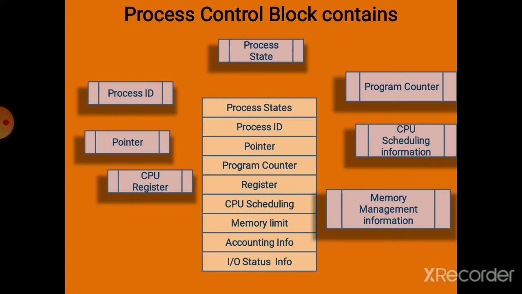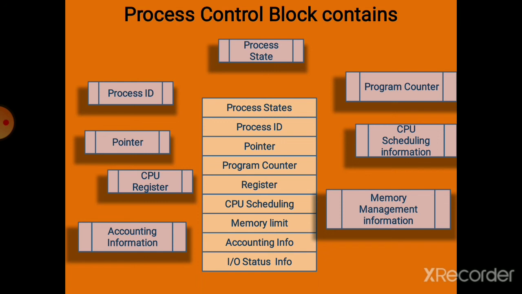The next information stored in the PCB is memory management information. It includes information such as page tables and memory limits. From the name itself we understand that it represents the memory which is being used by the particular process. So it includes information like page tables, memory limits, and so on.